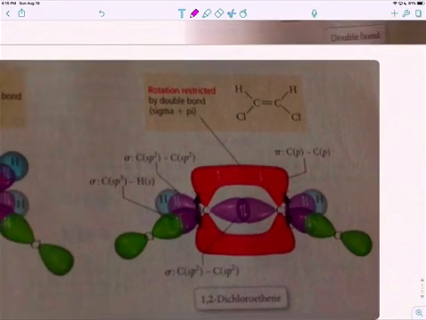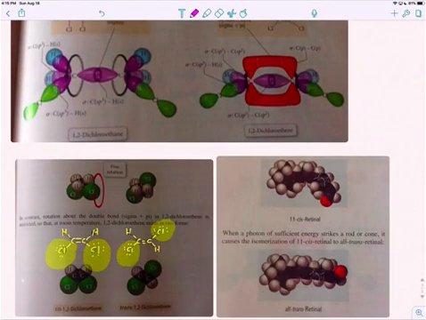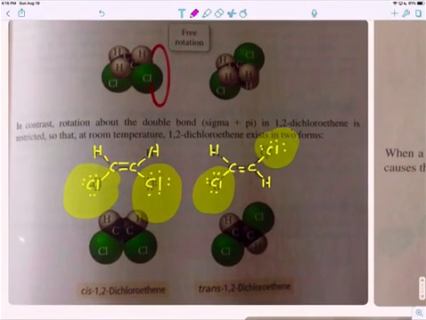So here's a trans. I talked about trans before. This one is trans-1,2-dichloroethene. And, oh, I'm sorry, that's cis on the top. Pardon, that's cis. So there is no free rotation there, and they're stuck. That's the reason why you have both cis and trans with a double bond.